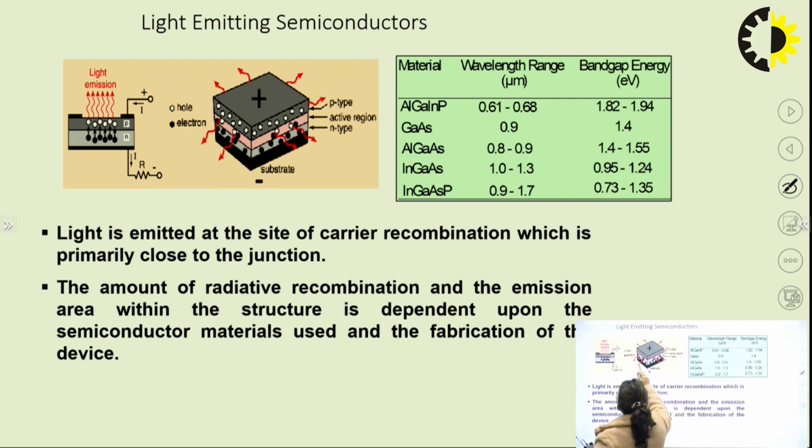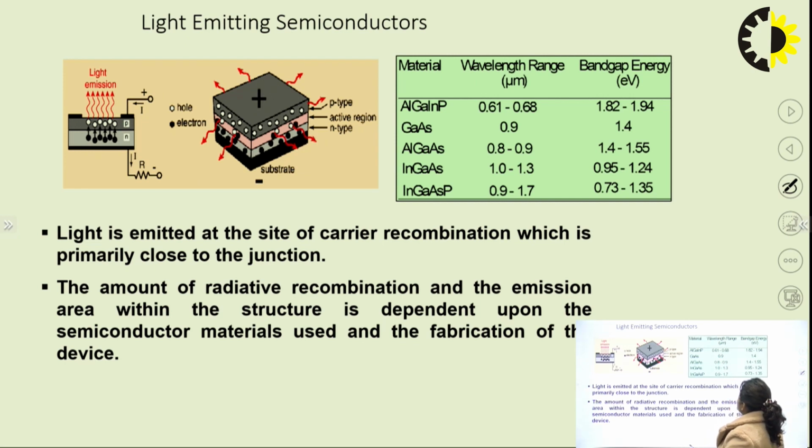Light will be emitted if you provide forward biasing. The electrons will move from the N region to the P region, and similarly the holes will move from the P region to the N region, and there will be emission of light from the body of the particular LED.